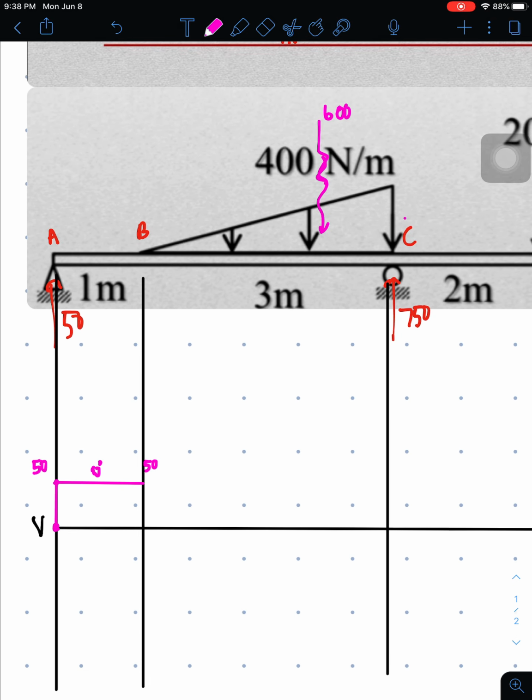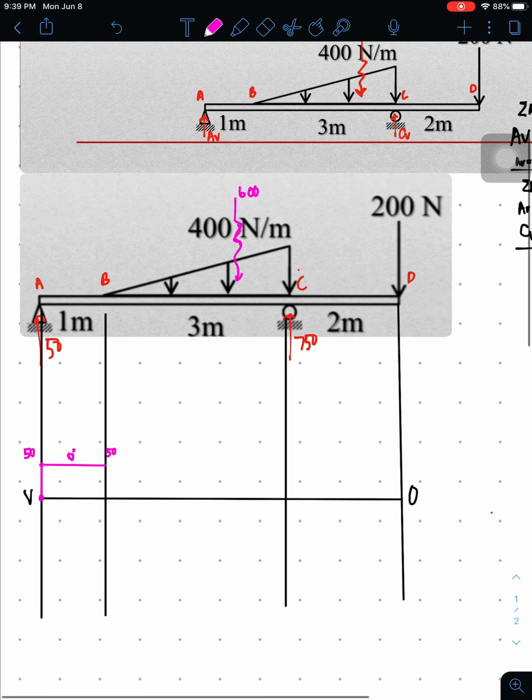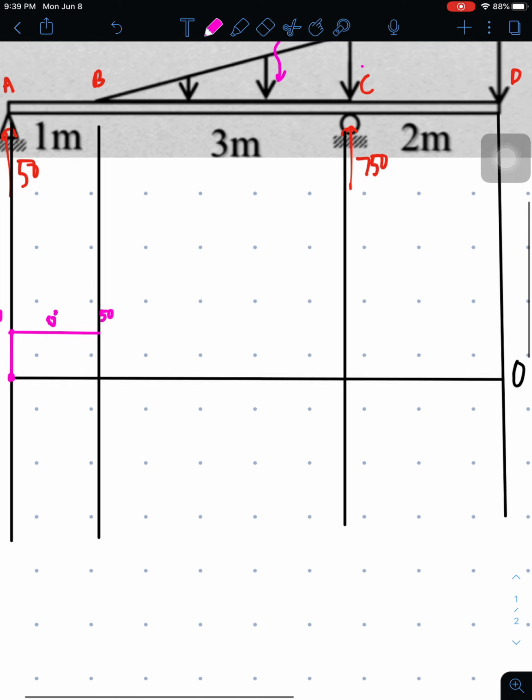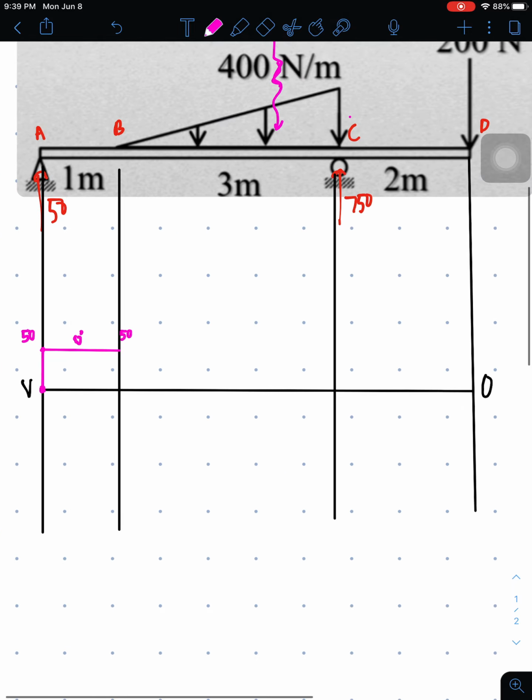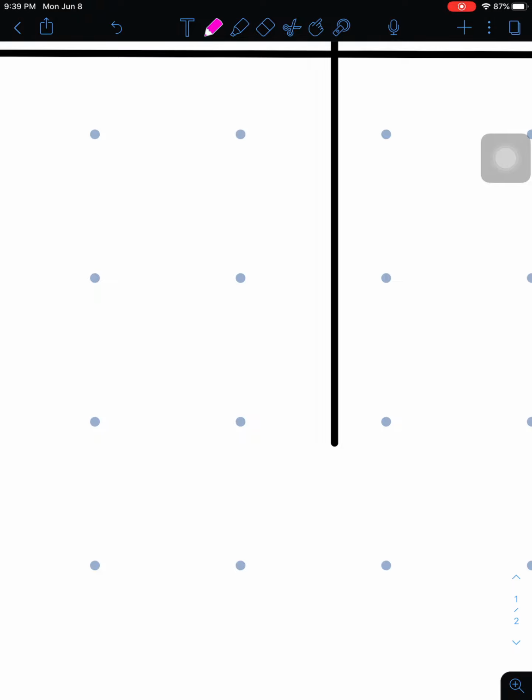All right, so what we're going to do now is subtract. So 50 minus 600 is negative 550, right? So the 550 is found here. I just assume that this is the location of the 550.